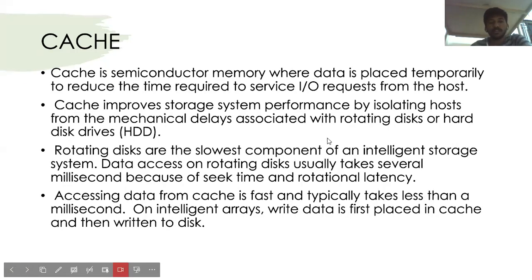The second component of the four components within the intelligent storage system is the cache. Cache is semiconductor memory where data is placed temporarily to reduce the time required to service input or output requests from the host. Cache improves storage system performance by isolating hosts from the mechanical delays associated with rotating disks. In this, there are two cases: cache miss and cache hit.